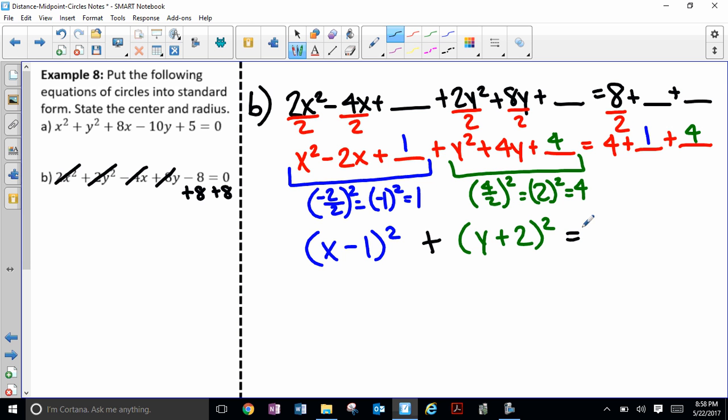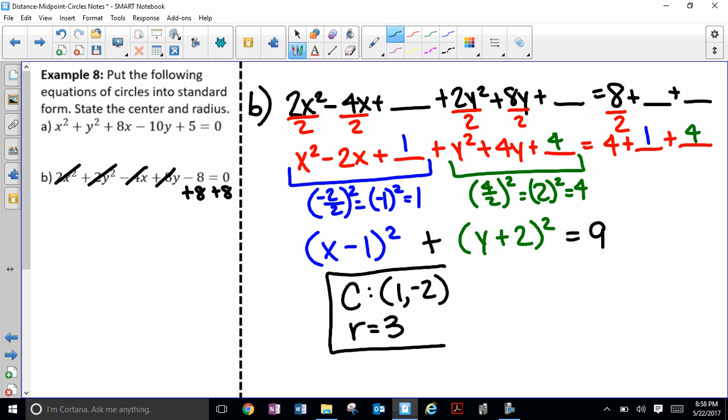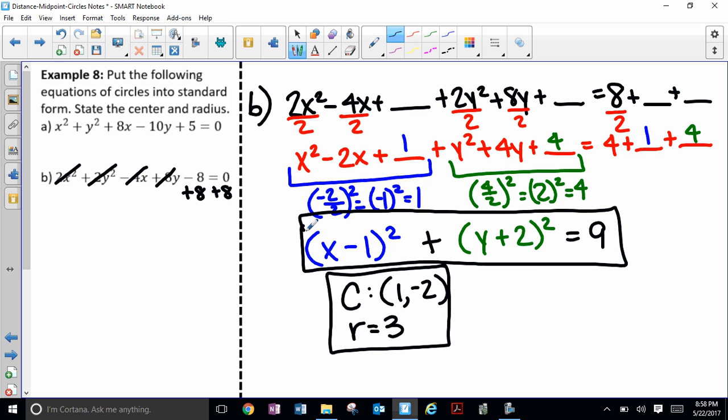Then we'll do the math over here. 4 plus 1 plus 4 is 9. So you should have gotten your center to be at 1, negative 2, and your radius to be 3. And then this is your equation. So again, they may ask you for just the equation, so then you would pick the right equation, or they might ask you for the center or the radius, so you'd have to get that out of the equation.